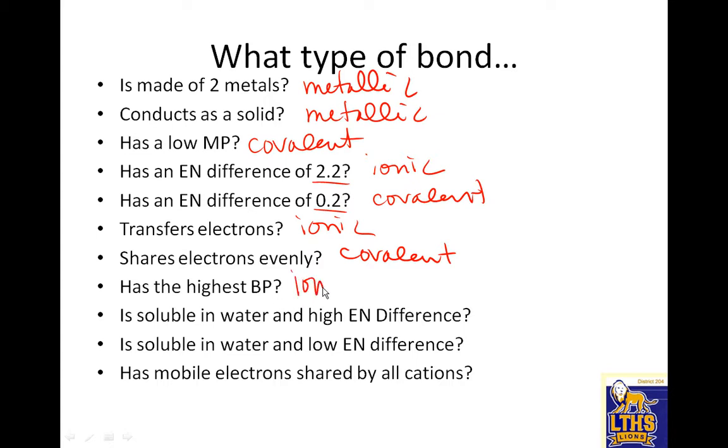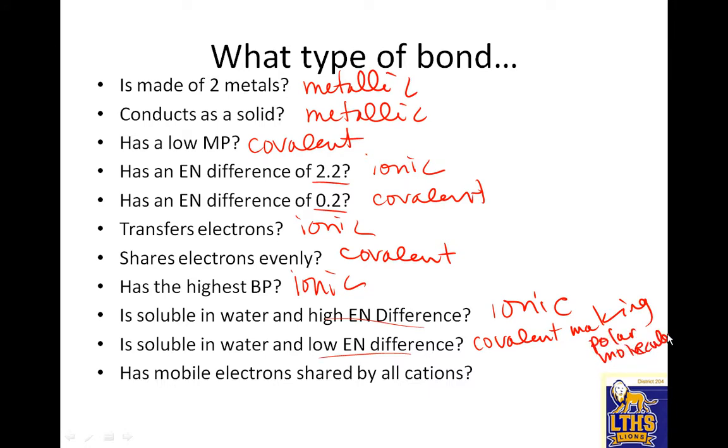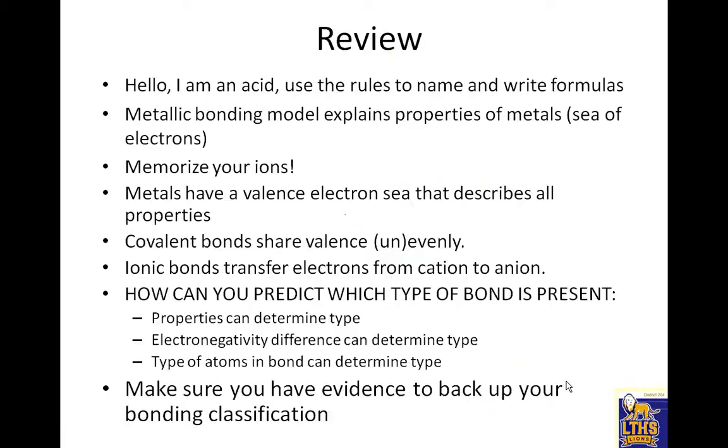What has the highest boiling points? Ionic bond. What's soluble in water with a high electronegativity difference? Ionic. What's soluble in water with a low electronegativity difference? Covalent, making polar molecules. And then what has mobile electrons shared by all cations around is metallic. Okay, so we'll keep working on properties.